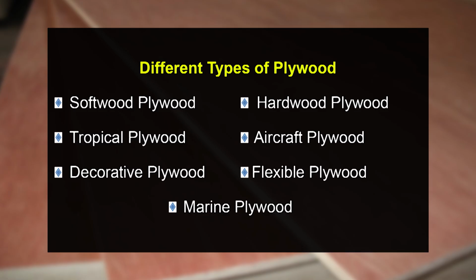Plywood may be made from hardwoods, softwoods, or a combination of the two. Let us discuss some plywood types. The different types of plywood are softwood plywood, hardwood plywood, tropical plywood, aircraft plywood, decorative plywood, flexible plywood, and marine plywood. Starting with softwood plywood.